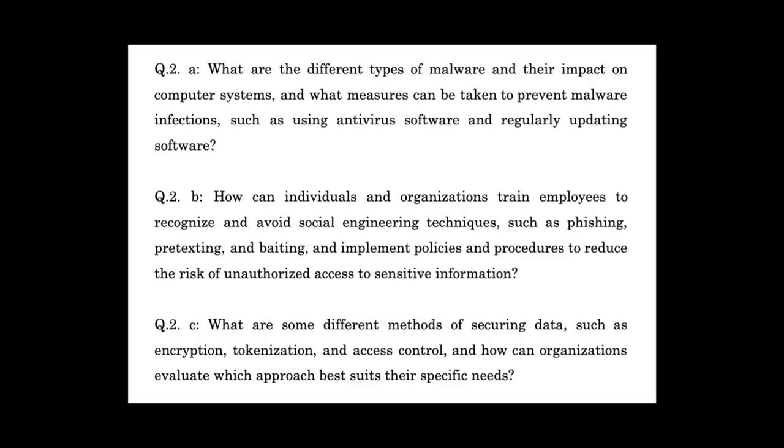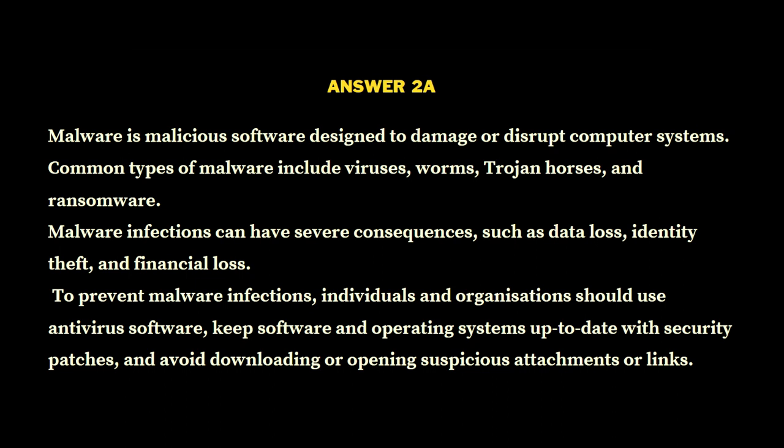Question number 2A. What are different types of malware and their impact on computer system, and what measures can be taken to prevent malware infections such as using antivirus software and regularly updating the software? Answer 2A. Malware is a malicious software designed to damage or disrupt computer systems. Common types of malware includes virus, worms, Trojan horse, and ransomware.